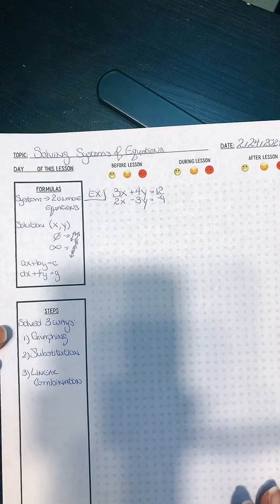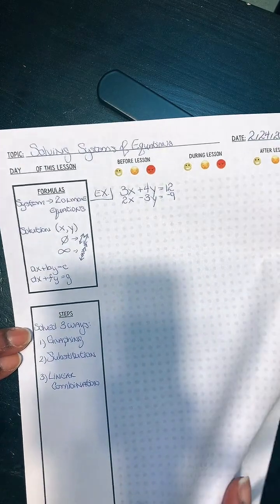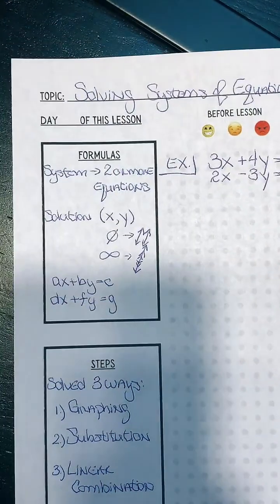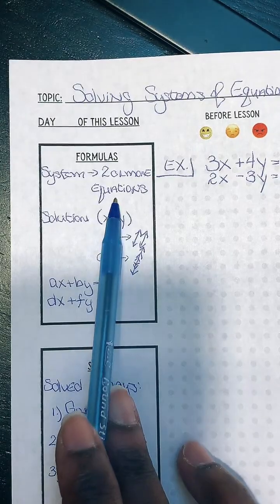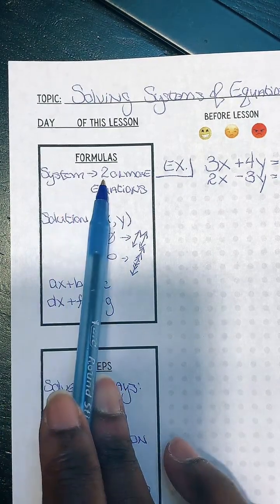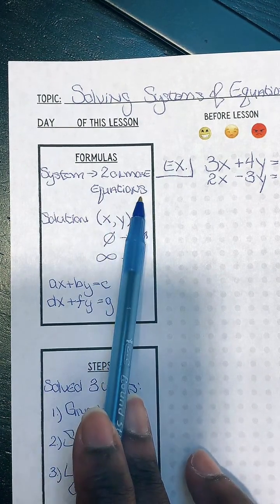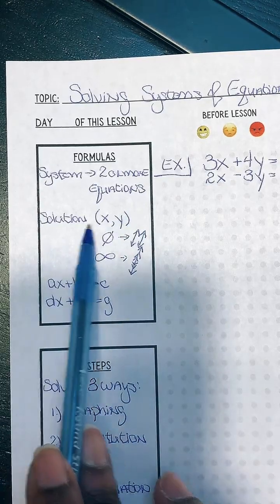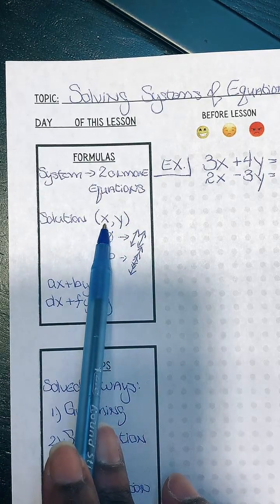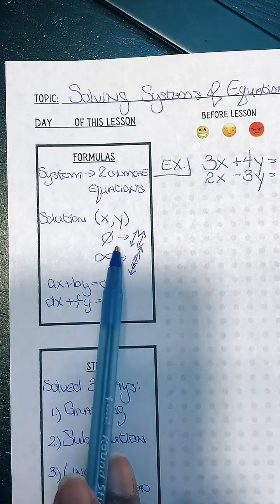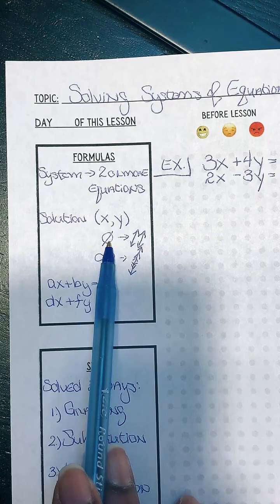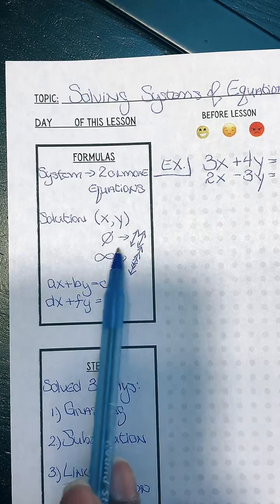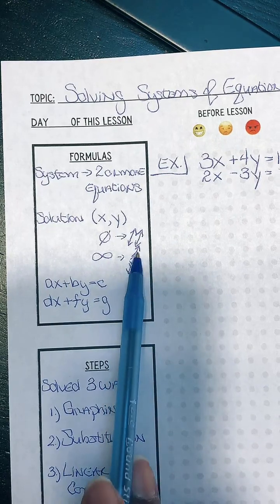Let me see if I can zoom in just so you can kind of get the formulas down. Let me take a quick little zoom. All right. So, what is a system? A system is basically two or more equations, and we're trying to find the solution. The solutions are either going to be an ordered pair where the two or more lines intersect, or they're going to be lines that don't intersect at all, which is called parallel lines. So we don't have a solution. Or they're going to be lines that overlap each other.